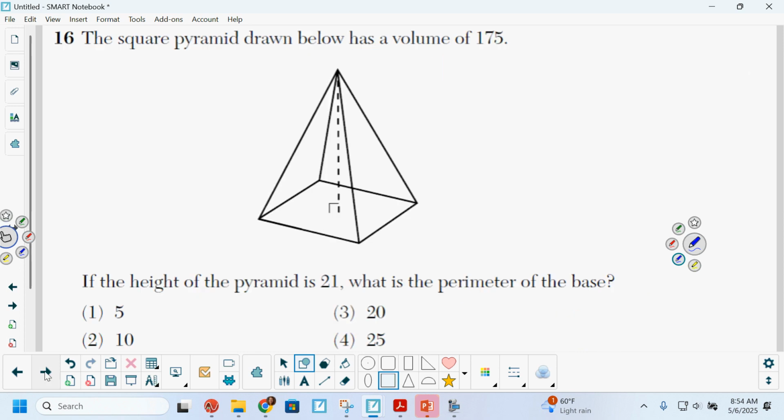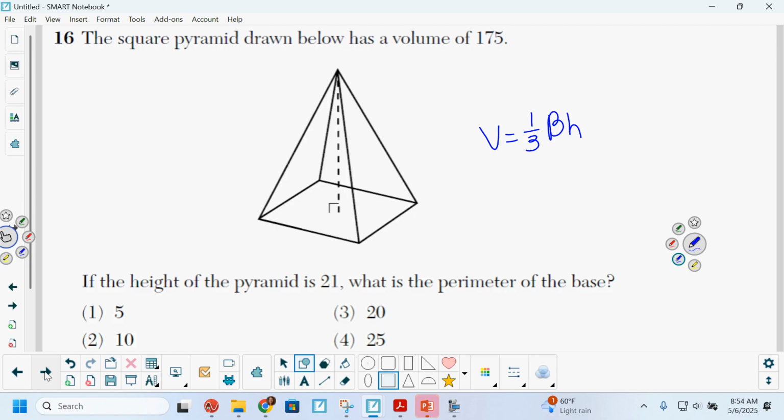All right, next we got 16. The square pyramid drawn below has a volume of 175. If the height of the pyramid is 21, what is the perimeter of the base? All right, so on your reference sheet, you can look up that the volume of a pyramid is 1/3 base area times height.